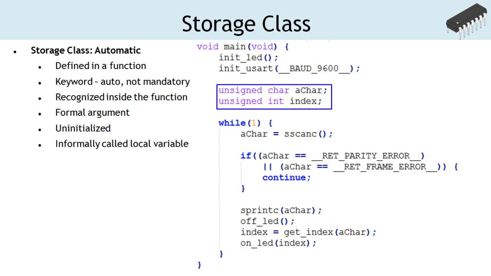In the example shown, the variables achar and index of types character and integer defined in the function main are automatic variables. Note the keyword auto is omitted.